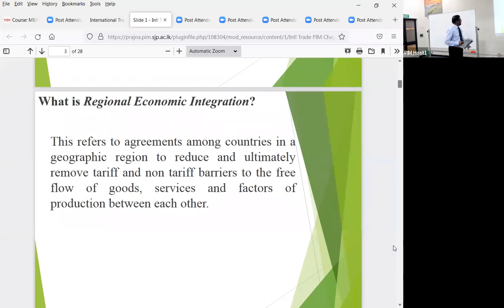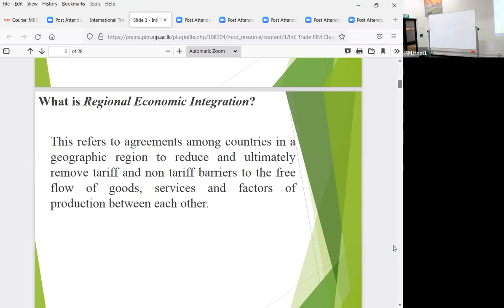So, to reduce and ultimately remove tariffs and non-tariff barriers to the free flow of trade, services, and factors of production between each other. Now this is a very key phrase. What is the tariff barrier and what is the non-tariff barrier, to be removed? What is your idea?